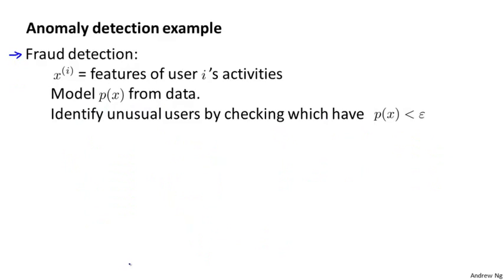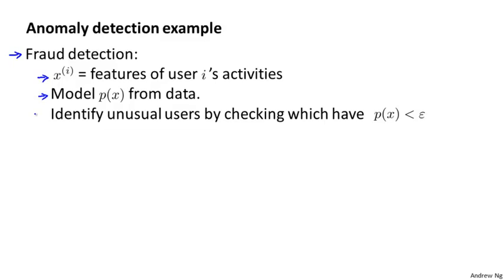Perhaps the most common application of anomaly detection is actually fraud detection. If you have many users, and if each of your users take different activities, maybe on your website or in a physical plant or something, you can compute features, xi, of the different users' activities, and what you can do is build a model to say, what is the probability of different users behaving different ways, or what is the probability of a particular vector of features of a user's behavior.